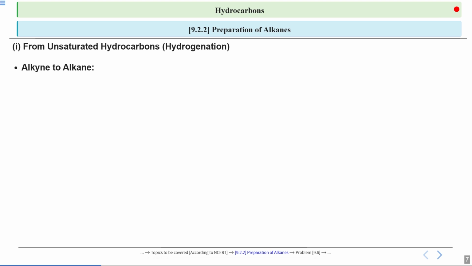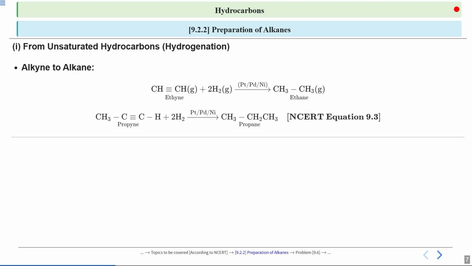Now continuing the preparation of alkanes from unsaturated hydrocarbons, let us start with conversion of an alkyne to an alkane. Using ethyne as an example, a simple alkyne, it reacts with hydrogen gas in the presence of catalysts like platinum, palladium or nickel to form ethane, a saturated hydrocarbon. This reaction is crucial because it demonstrates how we can saturate hydrocarbons by adding hydrogen. Now let's look at another example with propyne. When propyne reacts with hydrogen gas, again using a catalyst such as platinum, palladium or nickel, it forms propane. So this is NCERT equation 9.3.